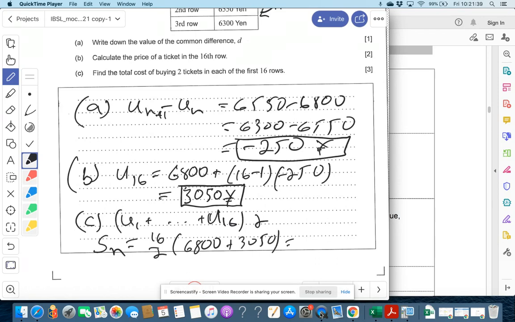Okay, and when I do that calculation, that's 8 times that sum, and I forgot, I got to multiply that by 2 also, because it's 2 tickets. So I got to take that whole thing and multiply it by 2. Okay, and when I do that, the first sum was 78,800, and when I multiply that by 2, I get 157,600 yen for 2 tickets in each of the first 16 rows.